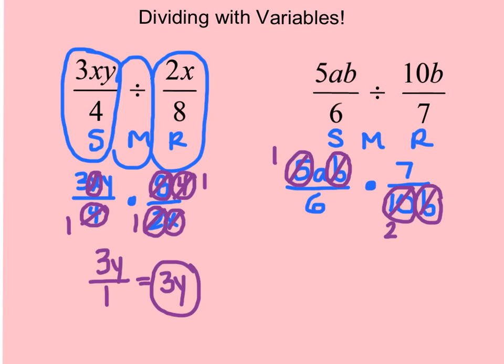And so now I'm going to see what I have left. So on the top I have a 1, a, and a 7. So I'm going to multiply the numbers. 1 times 7 is 7. So I have 7a on top. And then in the denominator, I have 6 times 2, which is 12. So my answer is 7a over 12. All right, great job with this lesson, everybody.